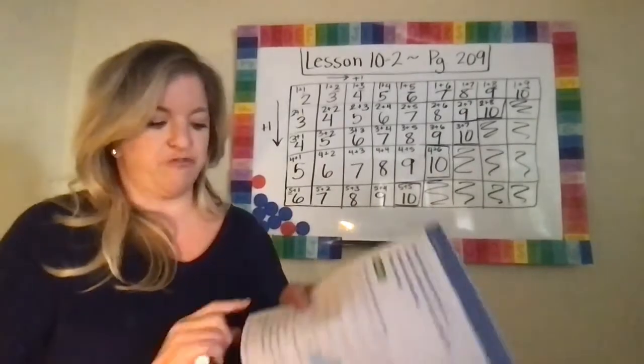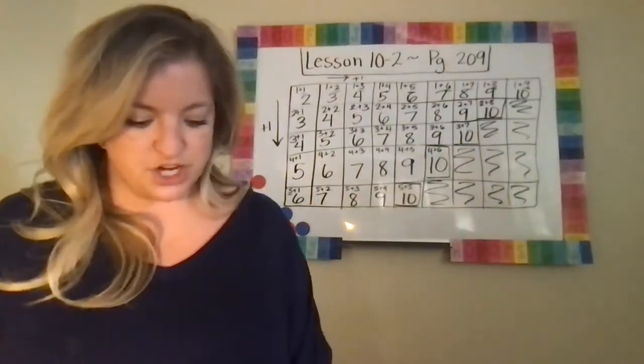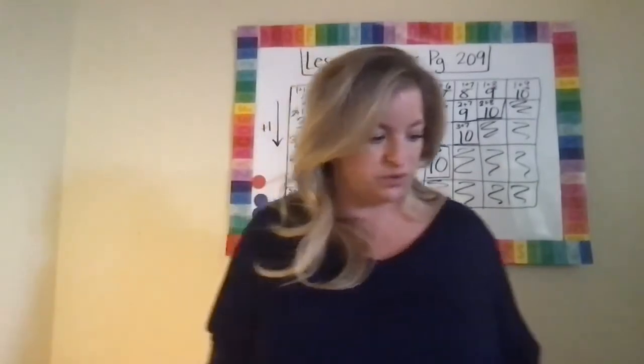So at the bottom, you're going to write 4 plus 5 equals 9. The next page: how is your way like the model and how is it different? So that's something that only you can fill in. I cannot do that for you.